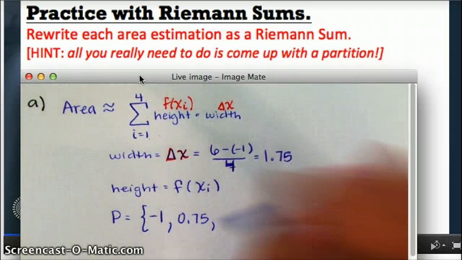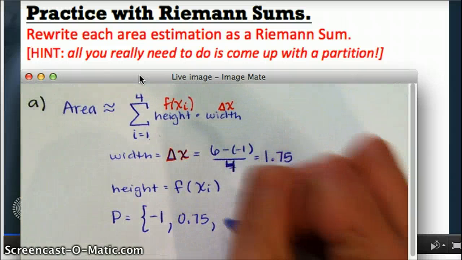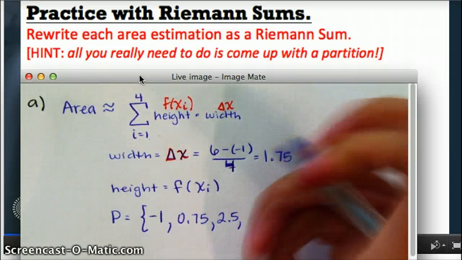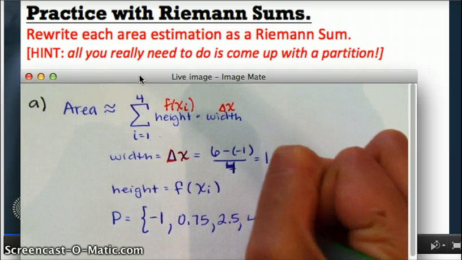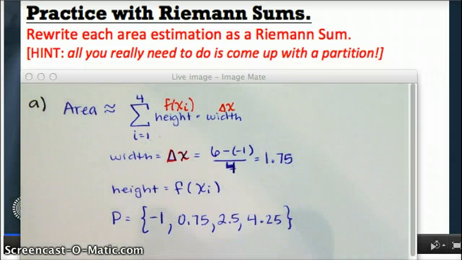If I repeat this process, the next rectangle would start 1.75 units later, which is 2.5, and the fourth and final rectangle will start at 4.25. This should feel pretty familiar.